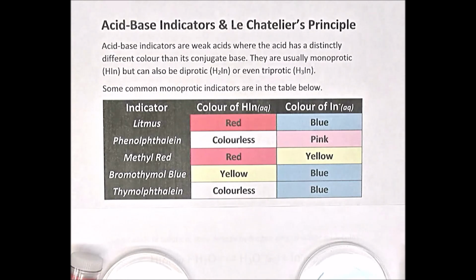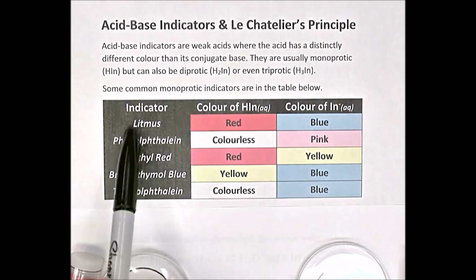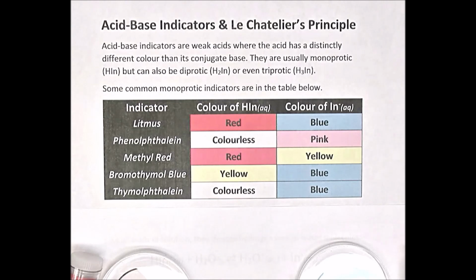Most acid-base indicators are monoprotic weak acids, so there's only one color change that will occur. Some of them are diprotic, and you'll see more than one color change, or triprotic as well. So in this little table, we see some common acid-base indicators. We see litmus, something that most elementary school or middle school students have heard of.